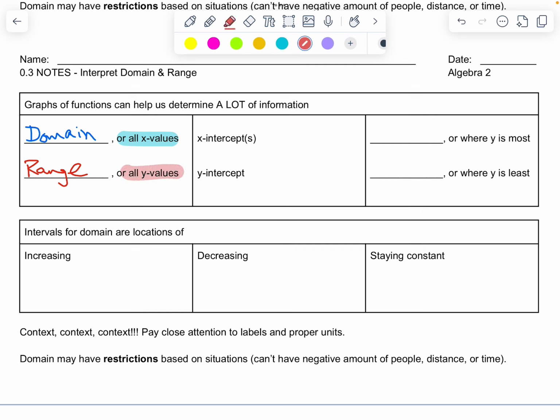There could be just a constant stream of that. There could be some separation in between. But whenever I have an X value, that falls in the domain. Anytime I have a Y value, it falls in the range.